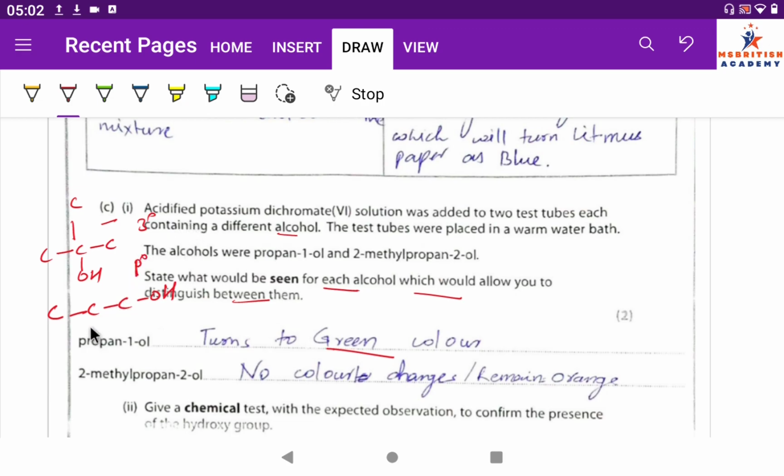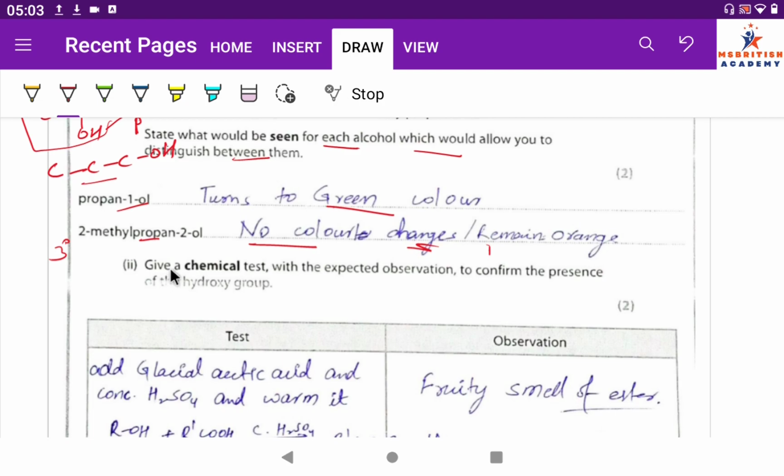And when the same acidified potassium dichromate reacted with a tertiary alcohol, there is no color change, it remains orange. Means here in the first case, primary alcohol, the orange color turns to green, but when we use tertiary alcohol, there is no color change and orange remains orange.